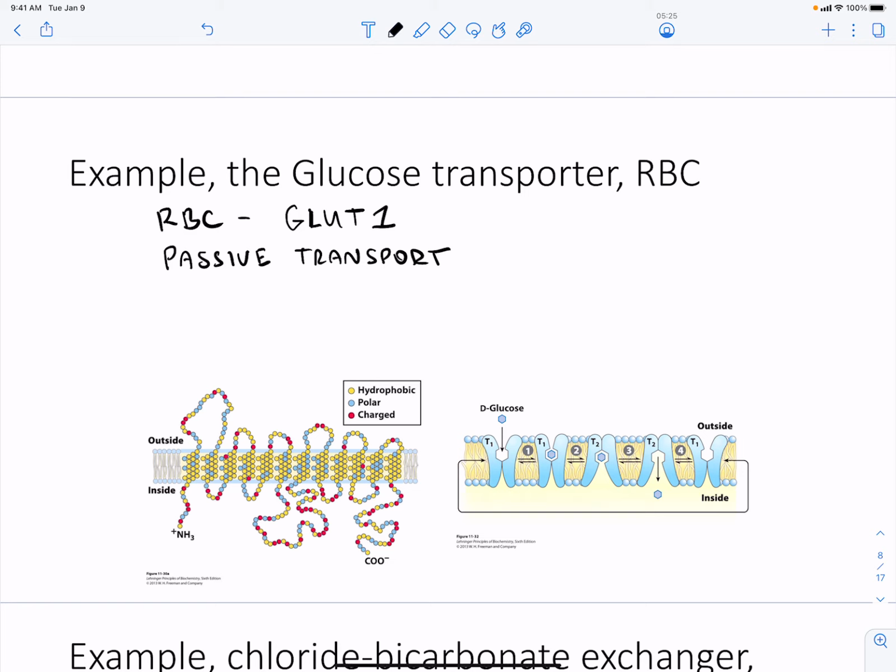So the red blood cell needs glucose to enter. It's a type 3 integral protein, has 12 hydrophobic segments, each with a membrane-spanning helix. And here basically is your glucose, and again it binds, and then it gets released into the red blood cell.